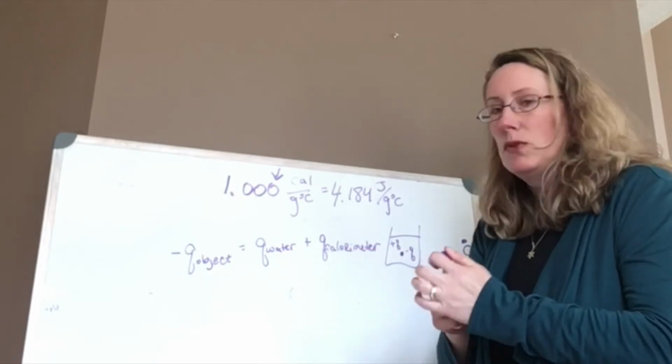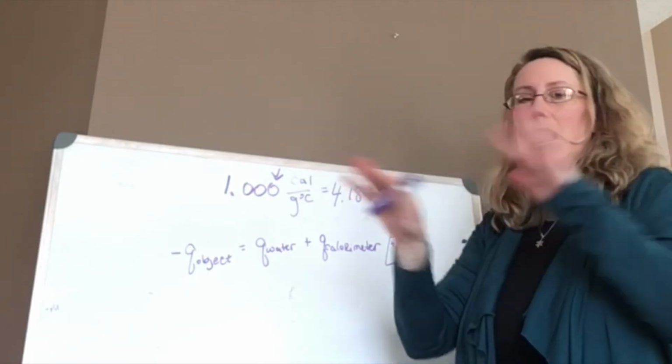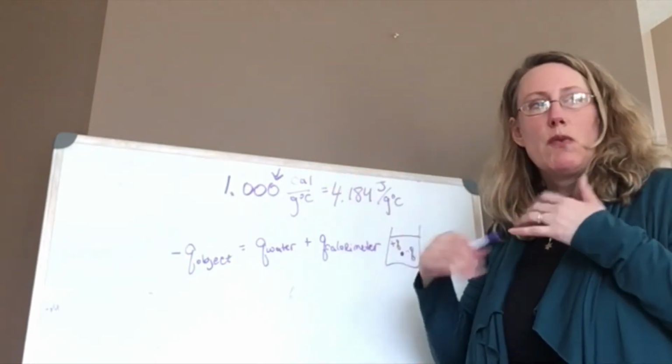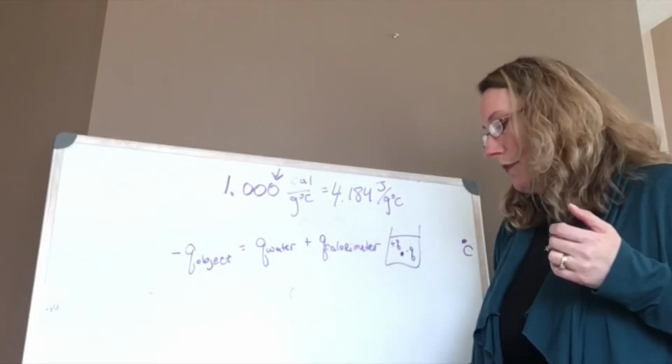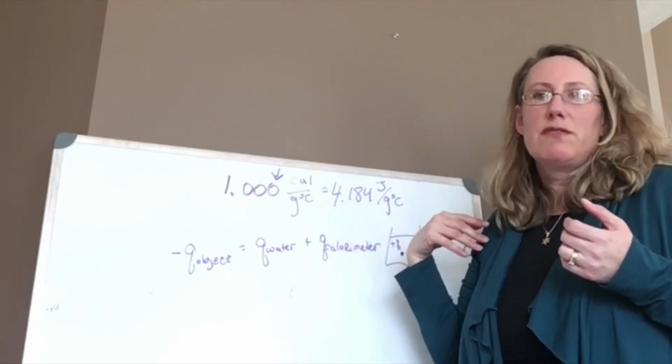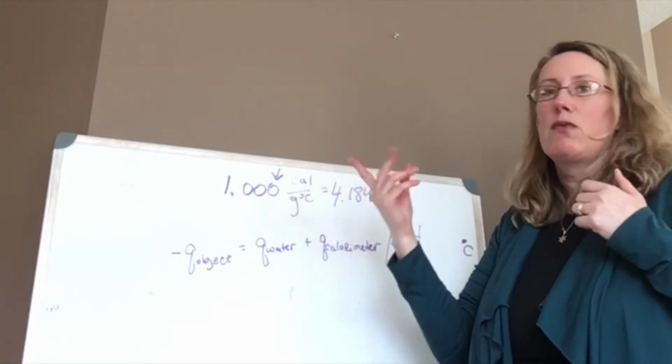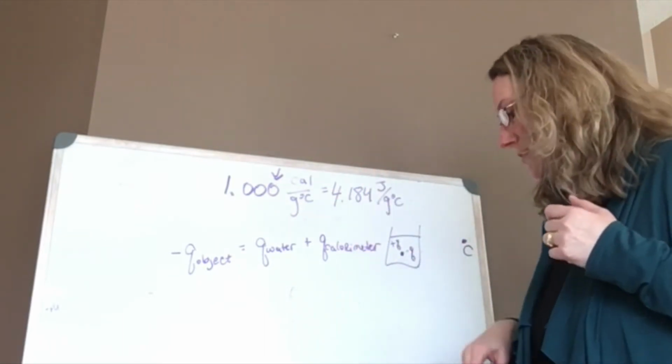And the reason we can usually discount the calorimeter is because when we round our numbers, it usually falls off anyways, because usually we only have one or two significant digits.